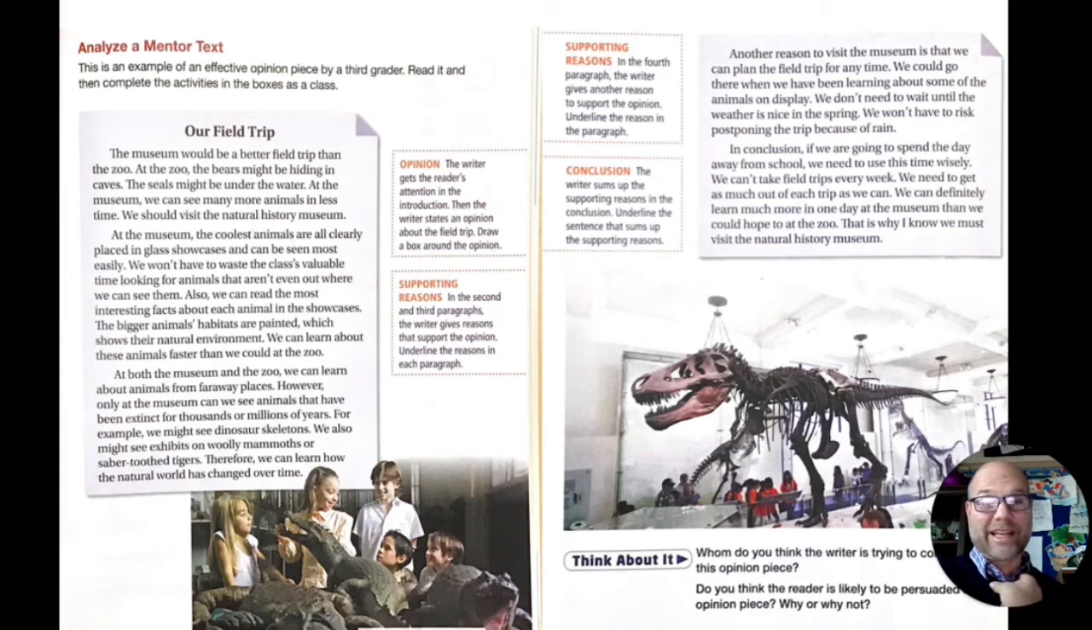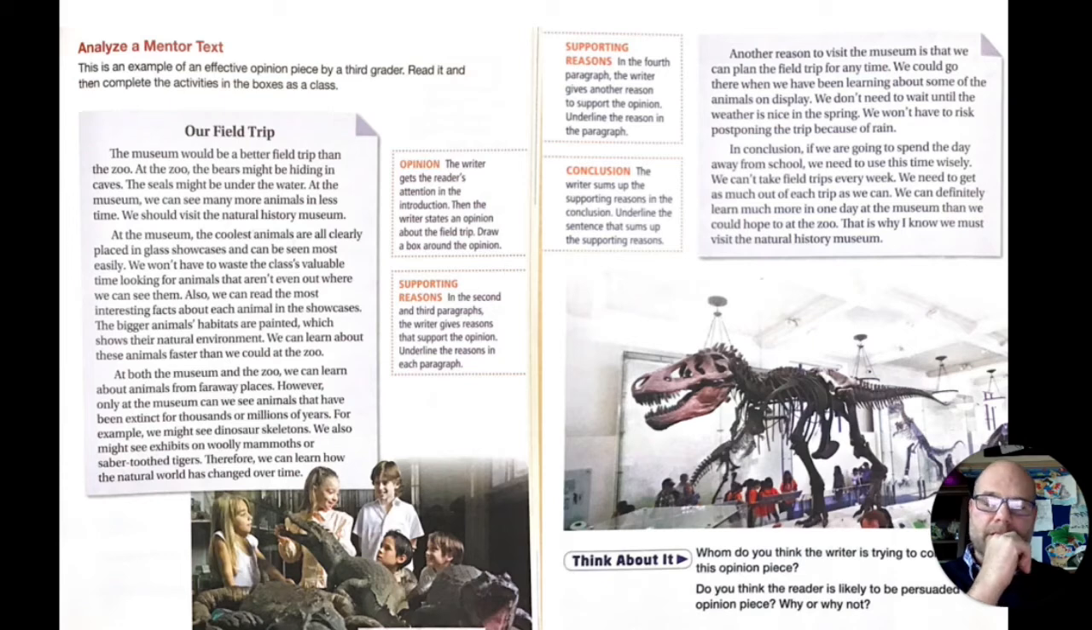Boy, I feel like I need to go to the Natural History Museum after reading all of that. This is very persuasive writing. So let's take a look at some of these boxes around the example piece. First of all, right here it says, opinion. The writer gets the reader's attention in the introduction. Then the writer states an opinion about the field trip. Draw a box around the opinion.